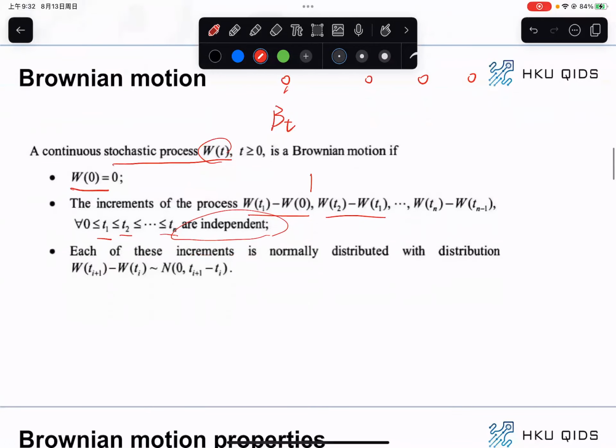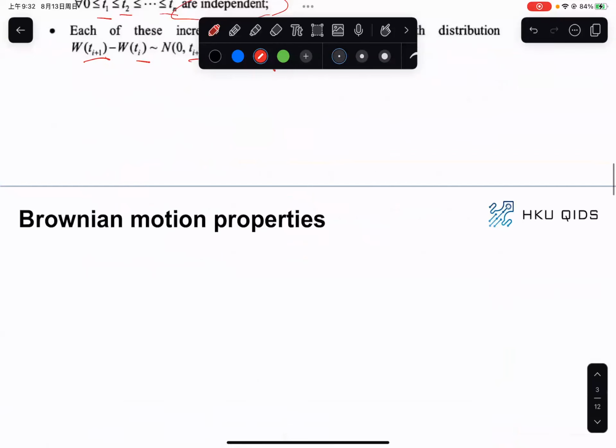The third bullet point is that each of these increments is normally distributed, where the mean is always 0, while the variance is determined by the gap between the two separation points, which is just the distance between T_{i+1} and T_i. This is going to be the variance. So if you want the standard deviation, you need to take the square root, okay?